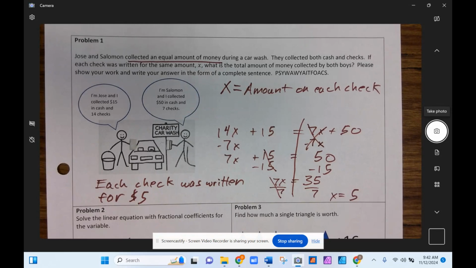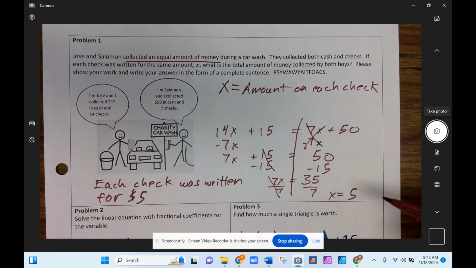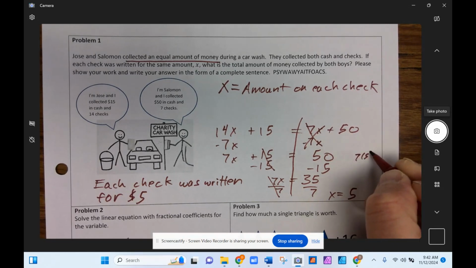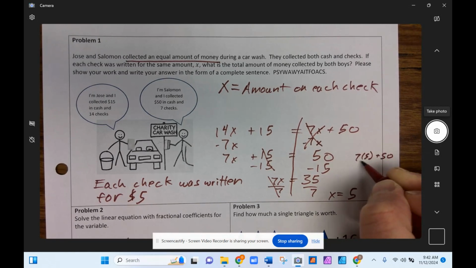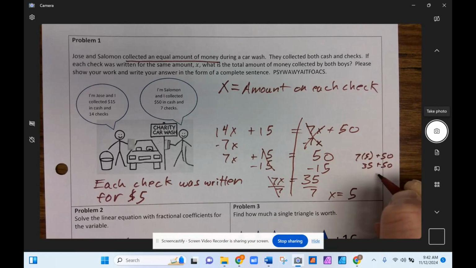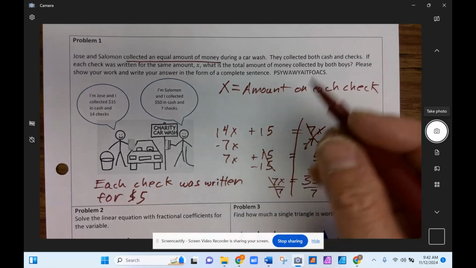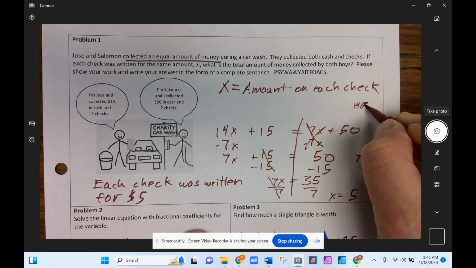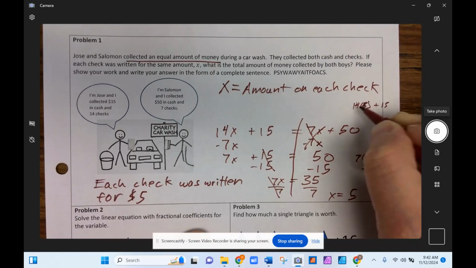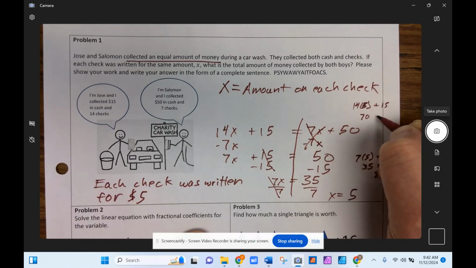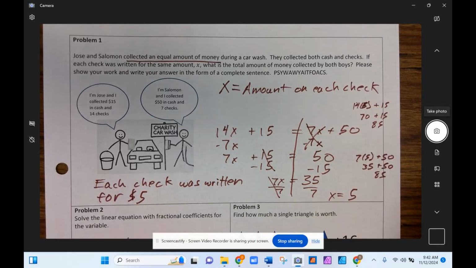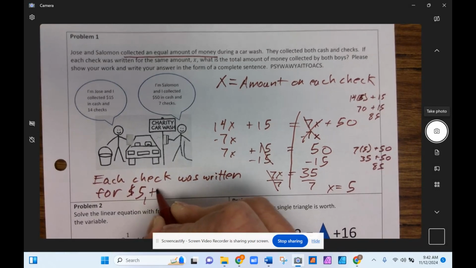Okay, so the total amount of money, once we have that 5, we'll basically take this 5 and plug it in to double check our work. We can do it on either side of the equation. So we'll just do it on Solomon's side. So it's 7 times 5 plus 50. 7 times 5 is 35, plus 50 is $85, right? And if we do it on the other side, 14 times 5 is 70, plus 15 is 85. So 85 equals 85, right? So each check was written for $5, so they each collected $85.